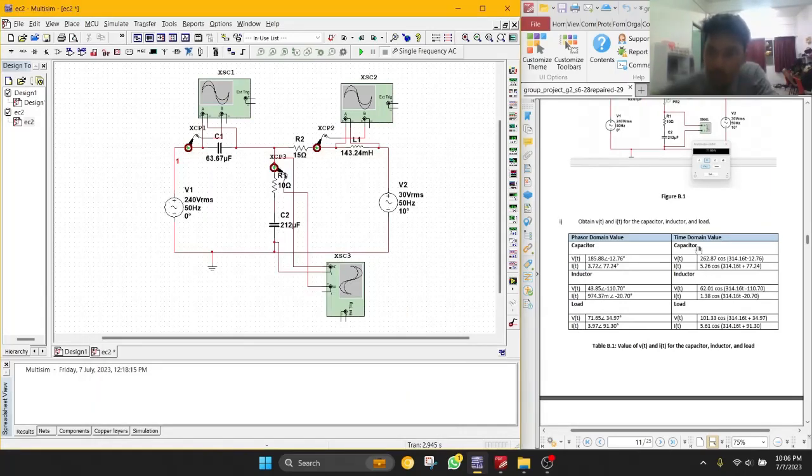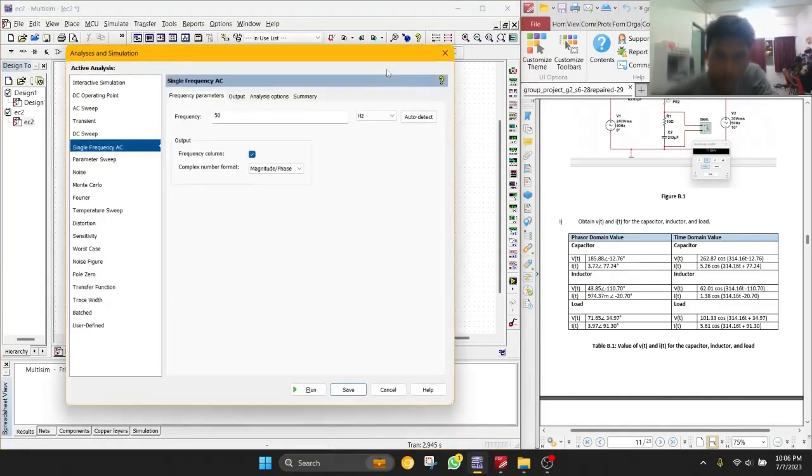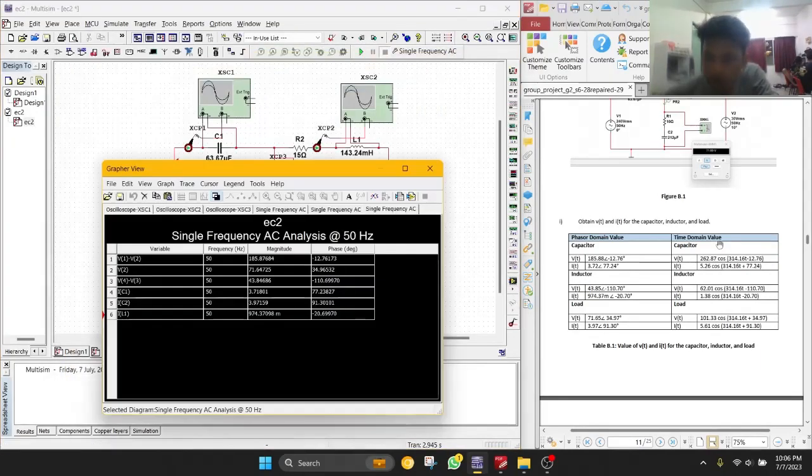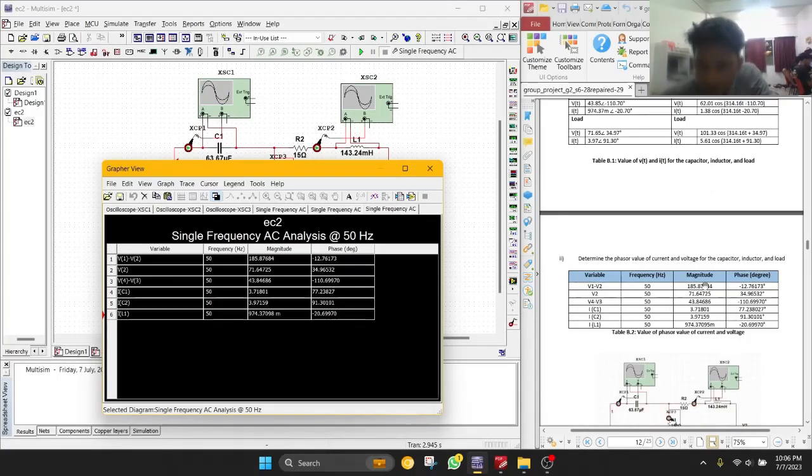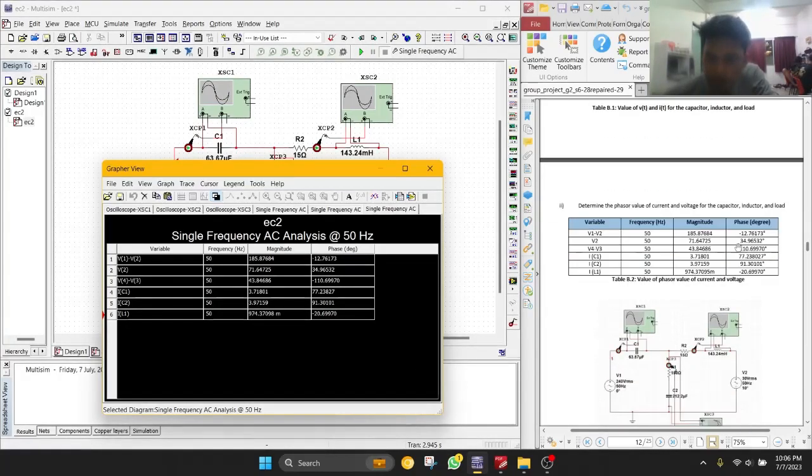So next is the time domain value. We get Vt and It. First we have to get the value of V peak and I peak for each one of these. After that we use the formula V peak or I peak times cos of (2 pi f t plus the phase that we got from here). So we get this. Next is to determine the phasor value of current for the capacitor, inductor, and load. So this is basically this thing.